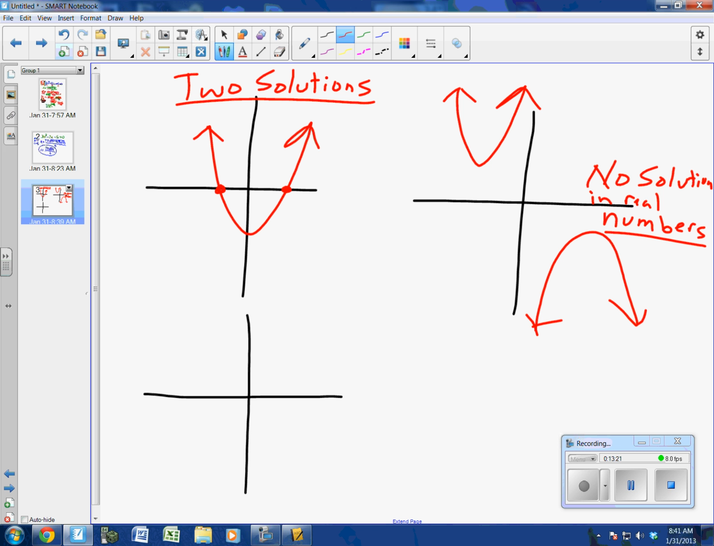There's one other possibility. Can you guys think of that? No? Actually, I'm going to tell you what, you can't have infinitely many solutions with this. Okay? One solution, that's it. How would that happen? Yeah, it goes down and it touches it right here like this. The vertex sits on the x-axis. Okay? And that would give you one solution.